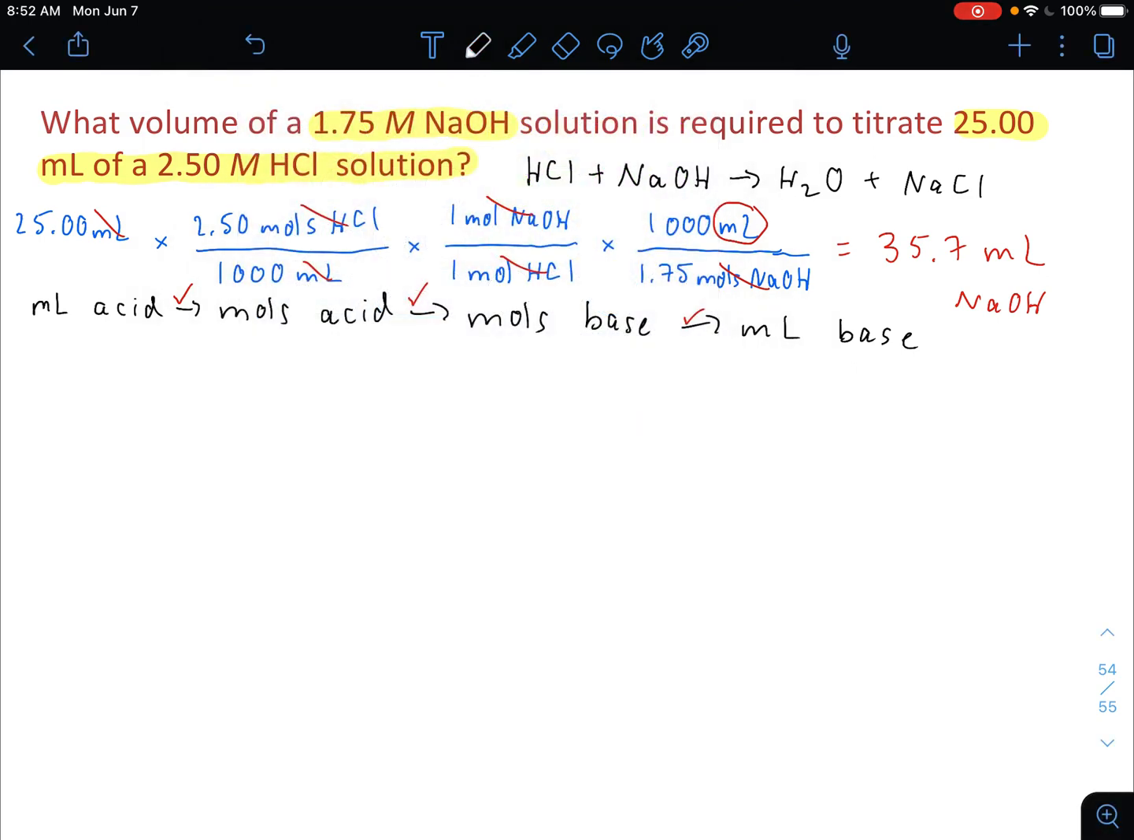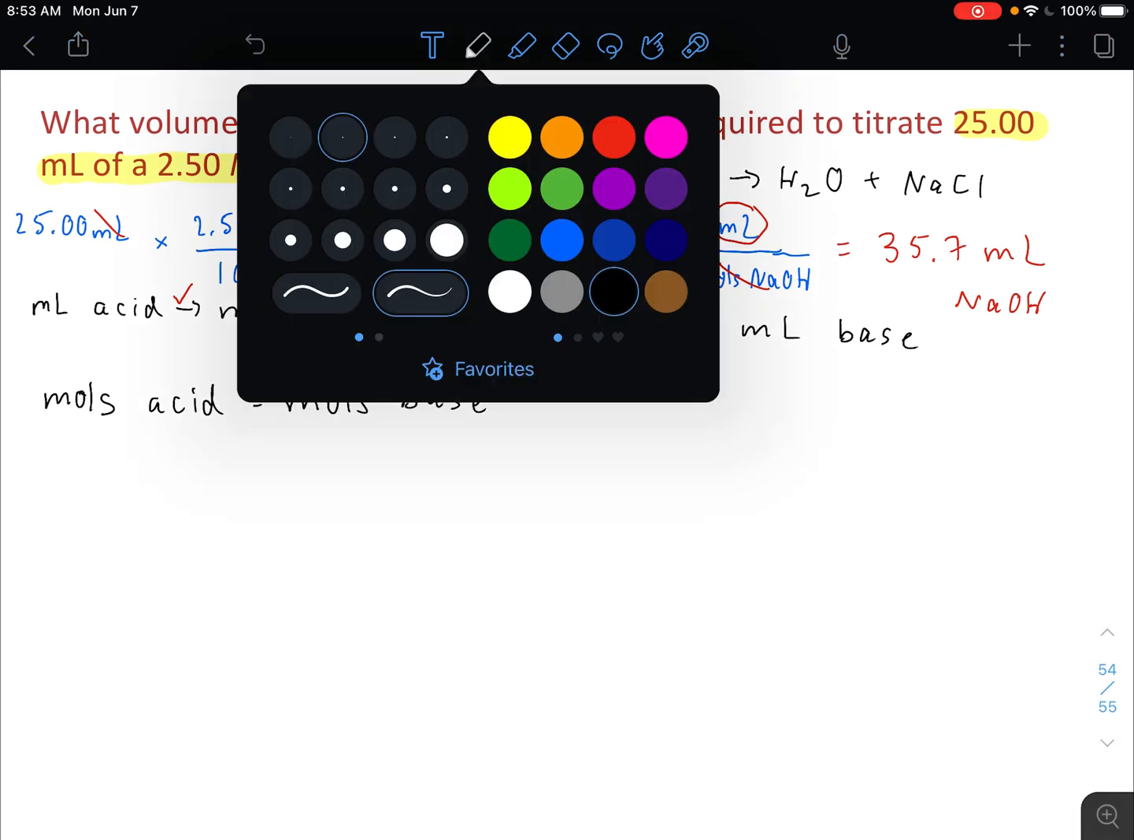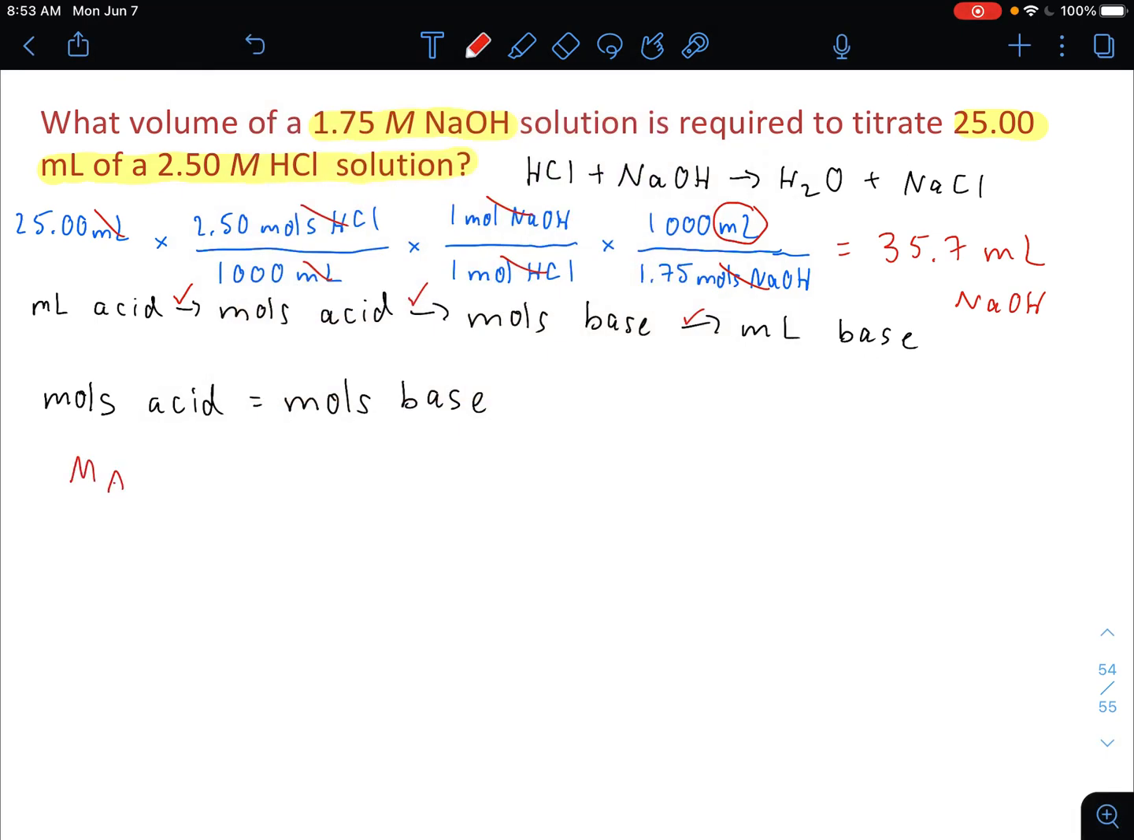So the underlying principle again is moles of acid equal moles of base. But when I think about how I would get the moles of acid, it would be molarity of acid times volume of acid. And then if I think about how I would get the moles of base, it would be molarity of base times volume of base. So this substantially simplifies our approach, but let's make a note here.